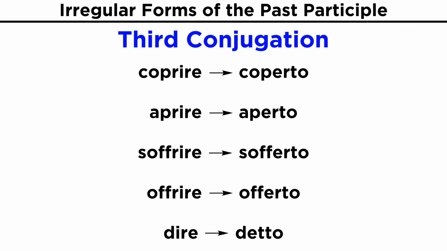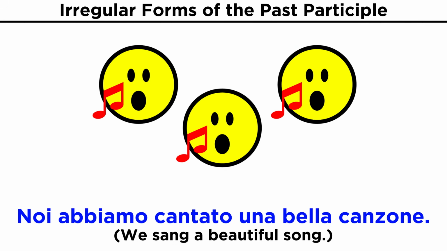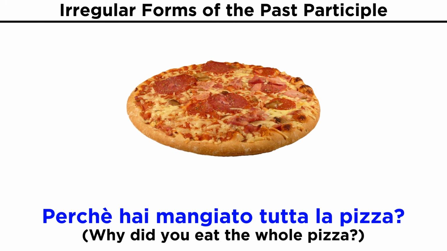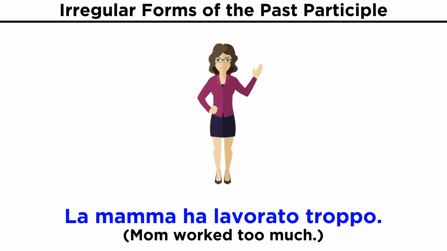Now let's try some examples. Noi abbiamo cantato una bella canzone. Perché hai mangiato tutta la pizza? La mamma ha lavorato troppo. That's all we need to know, so let's check comprehension.